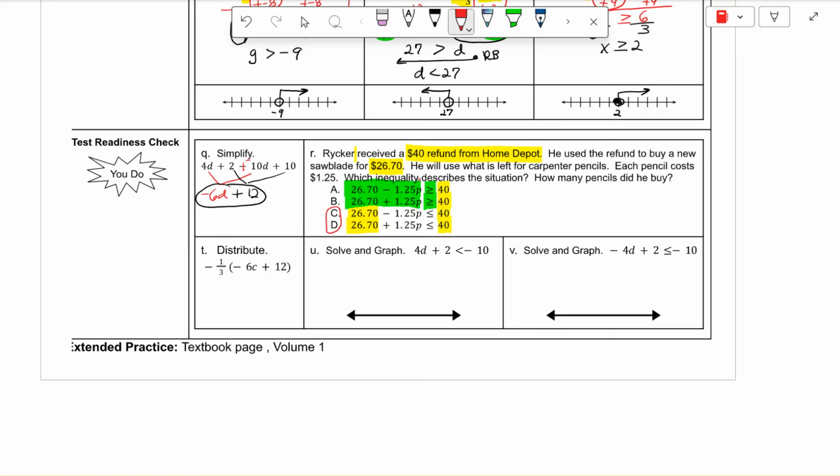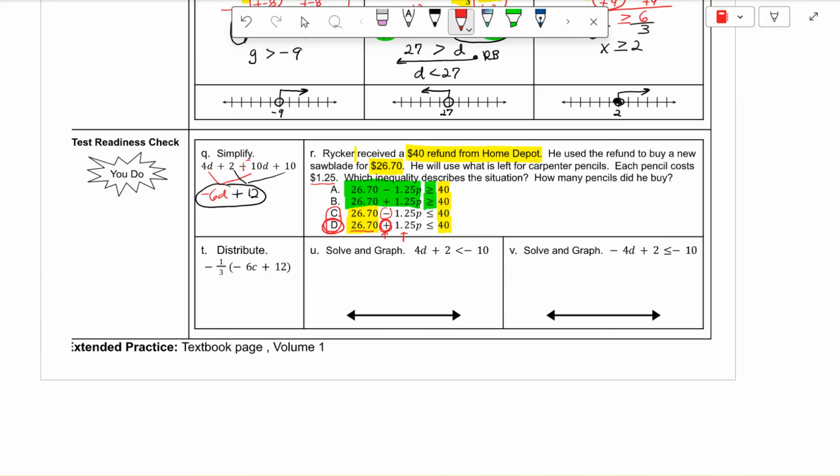Let's keep reading. He will use what is left for carpenter pencils. Each pencil costs $1.25. So we have a difference here of subtraction and addition. Additionally, he bought the saw blade. In addition to buying the saw blade, he's also buying pencils for $1.25 per pencil. He's not subtracting that amount. He's buying more. So he's adding more cost to his purchase. So D is correct. Hopefully you chose D.